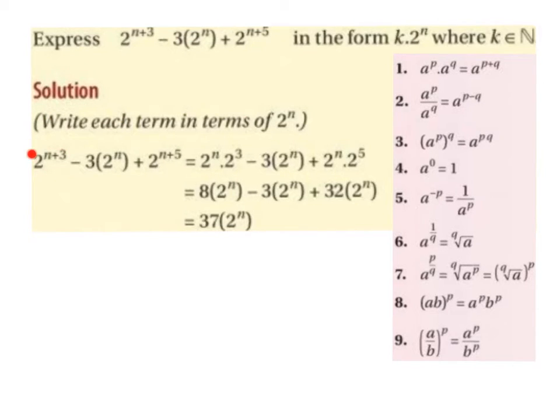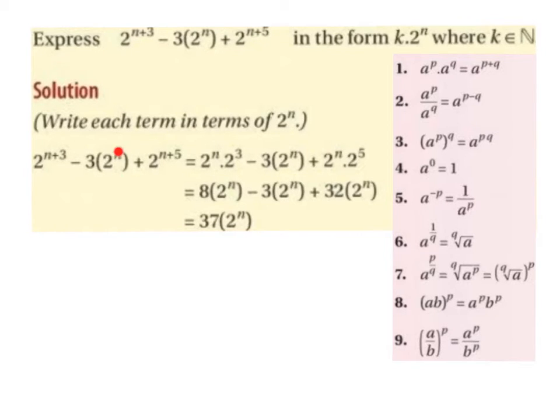So let's start with 2^(n+3). This is going to give us 2^n multiplied by 2^3. So we get this from law number 1 of indices, and we're actually working backwards with this law. We know this law to be: multiplying powers with the same base, we add the powers. So we're going to work from a^(p+q) to a^p multiplied by a^q. So we have 2^(n+3), and we want to break it down to 2^n multiplied by 2^3.